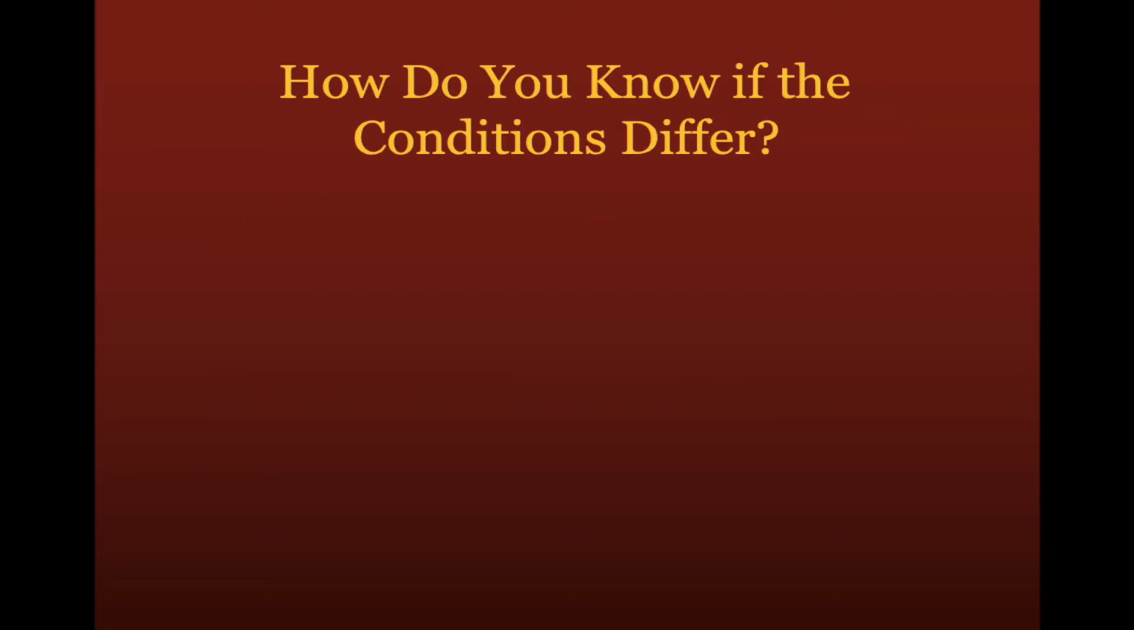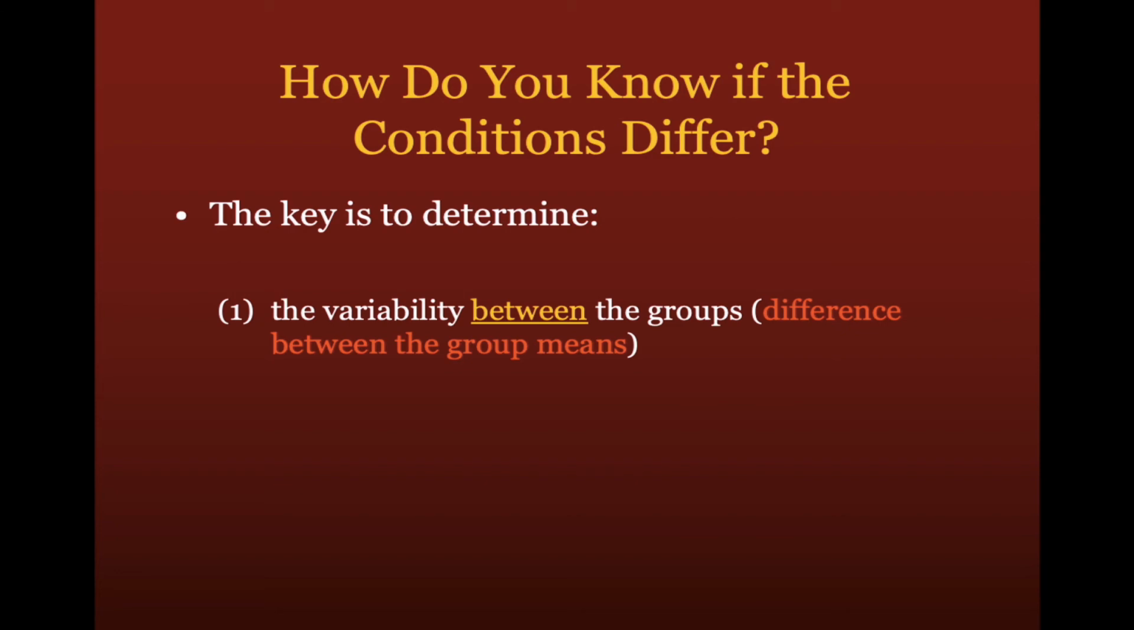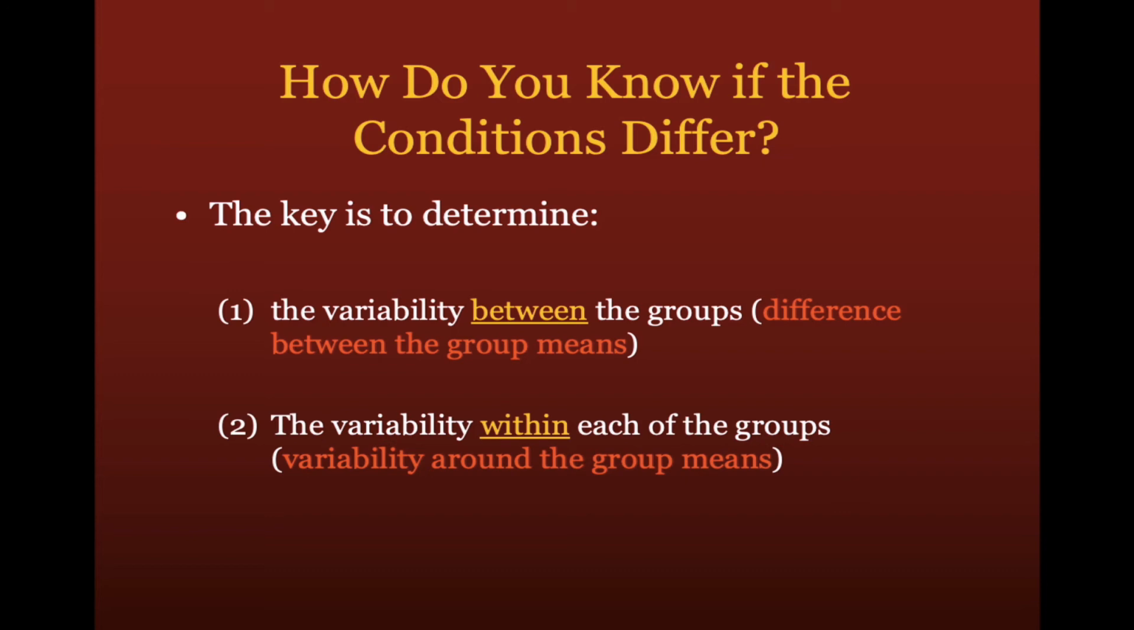And the question is, how do you know if they are significantly different from each other, right? Because the difference could be just due to random error. We want to know, is this difference between our means due to whatever our manipulated independent variable is? And the key to figure this out is to determine the variability between the groups, which again is called between group variability, right? And the variability within each of the groups. So how much do the scores vary around the means for each of the groups. And that's within group variability.